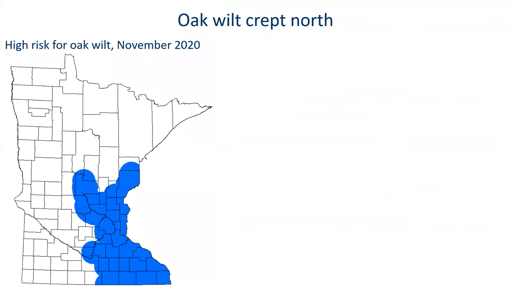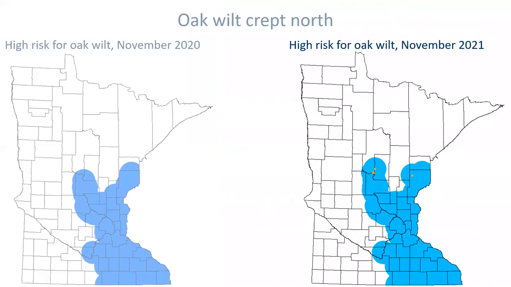Oak wilt crept north, unfortunately. Here was the high risk map, being high risk if you wound an oak April through July. The blue area on this map on the left, that was last year at this time. Move ahead this year, and these orange triangles represent oak wilt confirmations that expanded that high risk area.